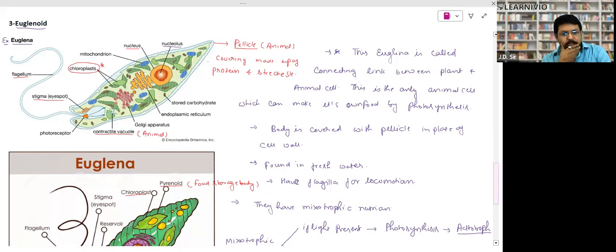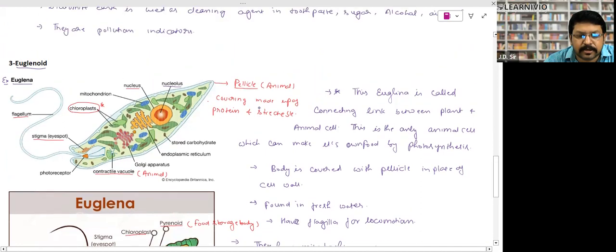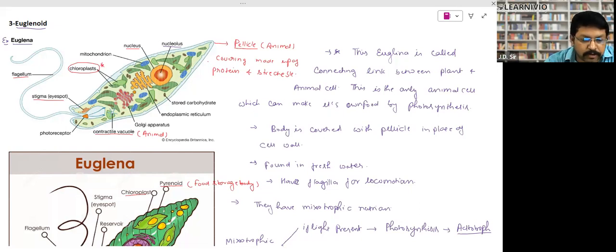Sir, do all animals have the euglenoid? Do all of them have this cell, Euglena? I'm not getting your point. Yes, tell me again. Do all animals have it? I sent it in chat, sir. Okay. All animals have it?